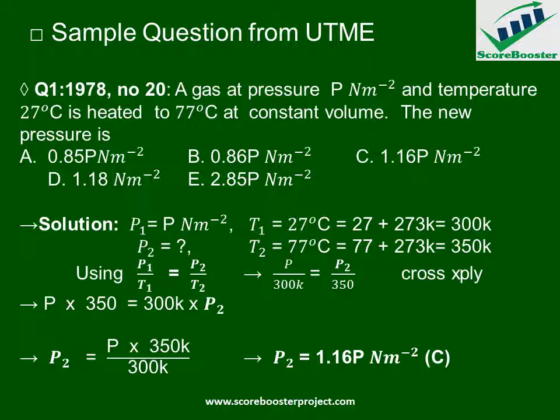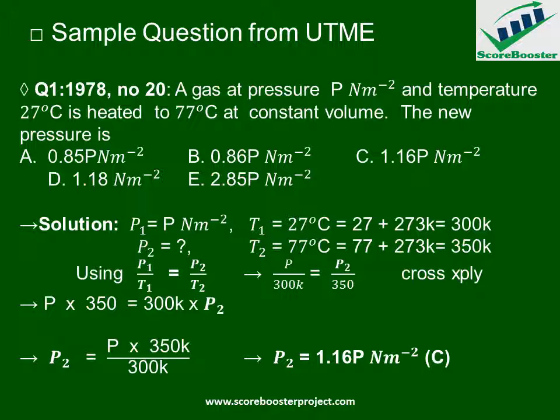Option A here is 0.85 P Newton per meter square. Option B is 0.86 P Newton per meter square. Option C is 1.16 P Newton per meter square. Option D is 1.18 P Newton per meter square, while option E is 2.85 P Newton per meter square.